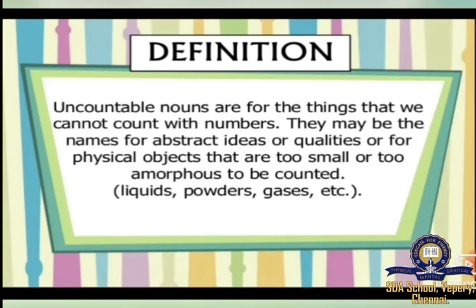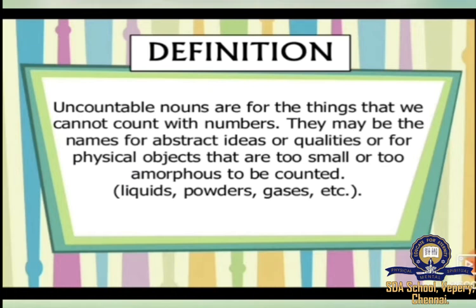Let's move on. Definition of uncountable noun. Uncountable nouns are for the things that we cannot count with numbers. They may be the names for abstract ideas or quality, or for physical objects that are too small or too big to be counted. Example, liquids, powders, gases, etc. So these are something which we cannot count, right? So uncountable nouns are nouns that cannot be counted with numbers.